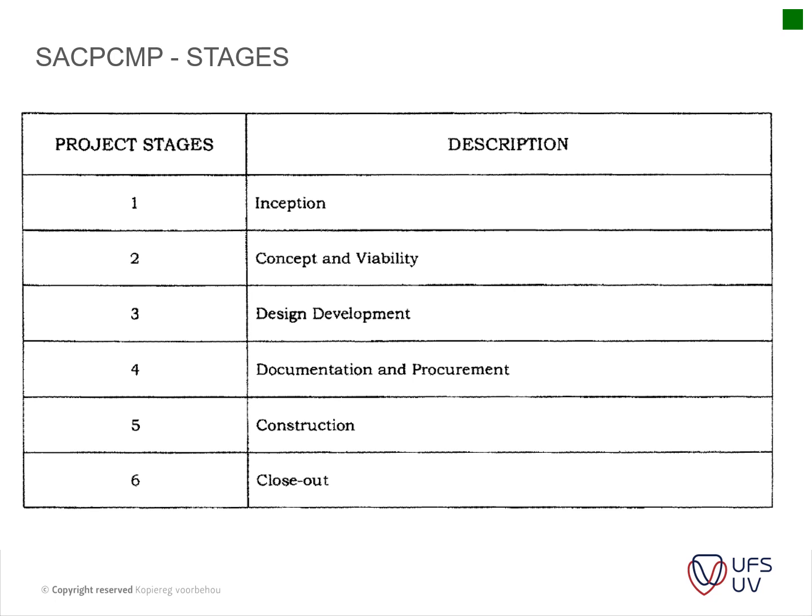Okay, so we're going to go through the 6 stages of the SACPCMP, where we have our inception, our concept and viability, our design development and documentation and procurement, and our construction stage, and then we've got our closeout. As per the previous lecture where I've gone through all of that information, please make sure that you go through that as well.